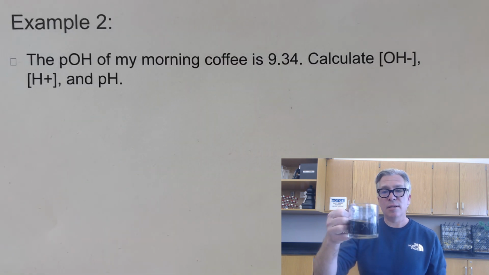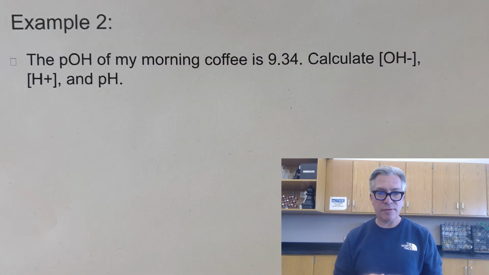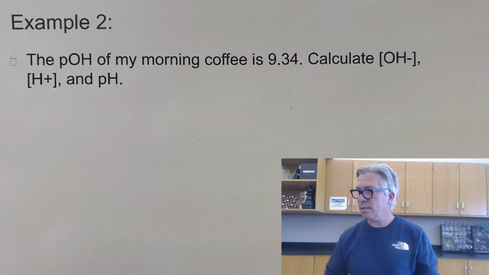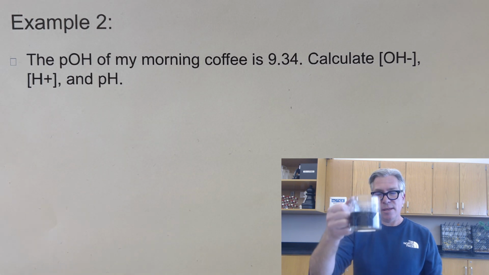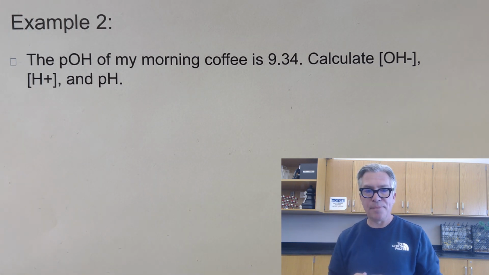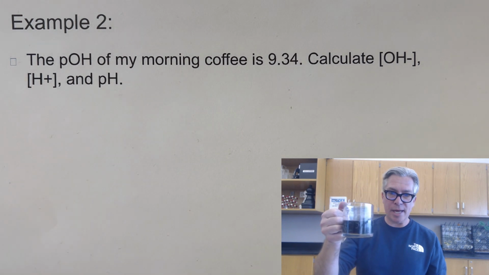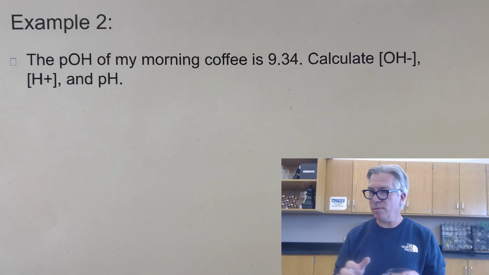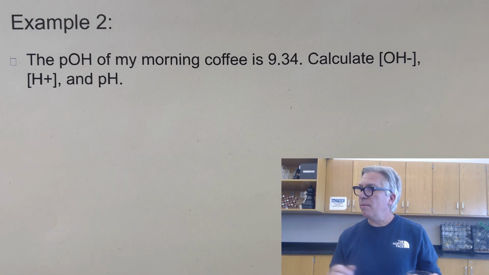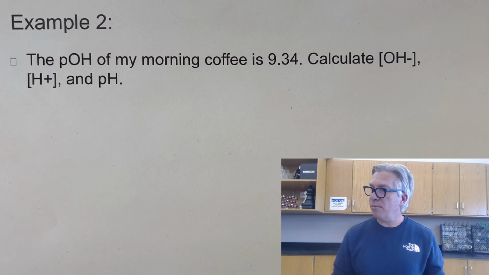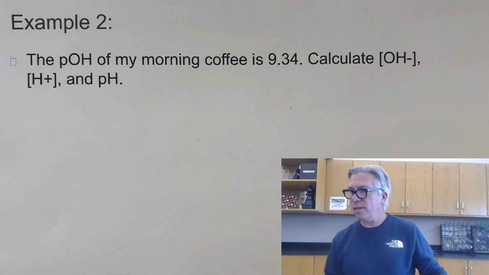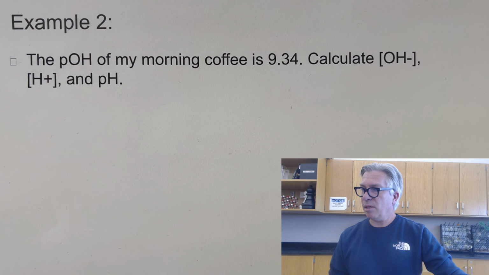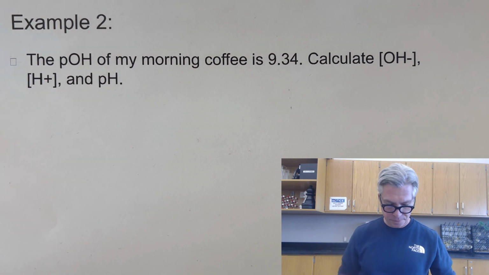And just for fun, we could do one more example. We'll do a pause the video moment for this in case you need more practice. The pOH of my morning coffee is 9.34. Fun fact, I like my coffee black, no cream, no sugar, no creamer, and anything like that. But if my pOH is 9.34, take a moment, pause the video, and calculate the OH, the H plus, and the pH.